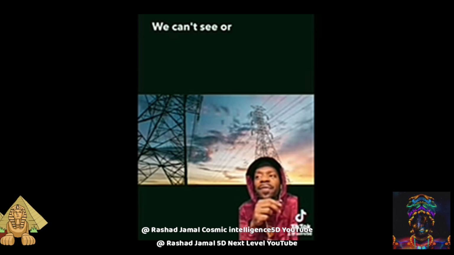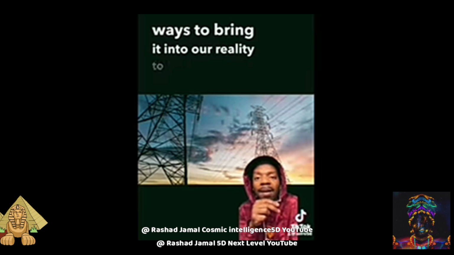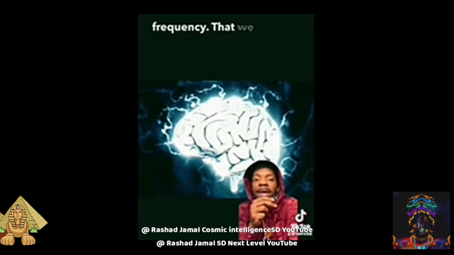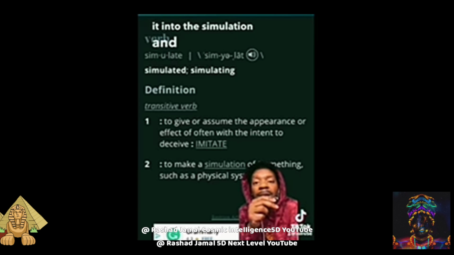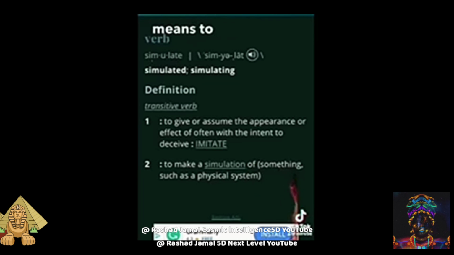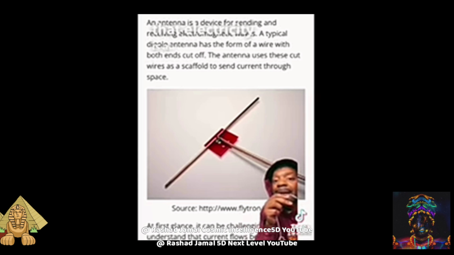We can't see or feel this electricity without physical ways to bring it into our reality. To bring it into this frequency that we experience as humans. To bring it into this simulation. And to simulate something means to make a simulation, something such as a physical system, to imitate something. So a way to bring in that electricity is an antenna, right?